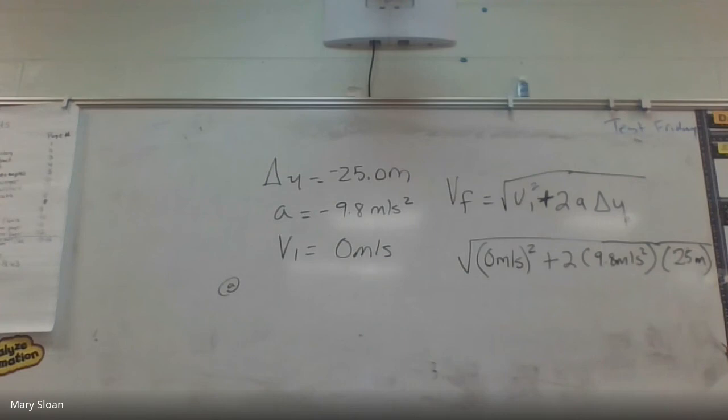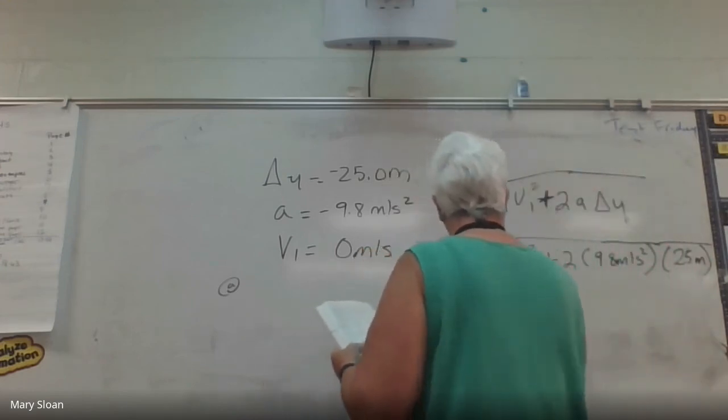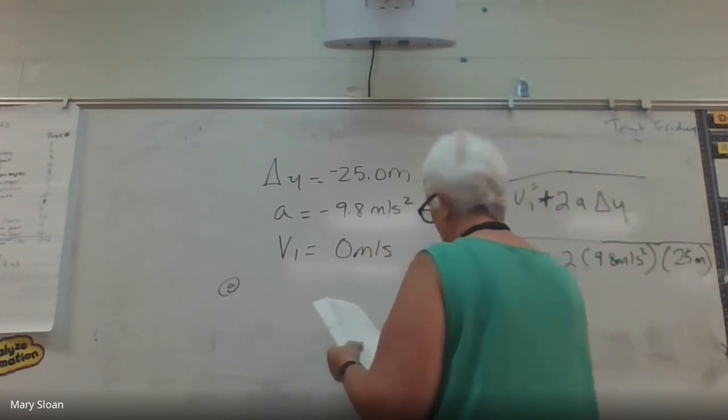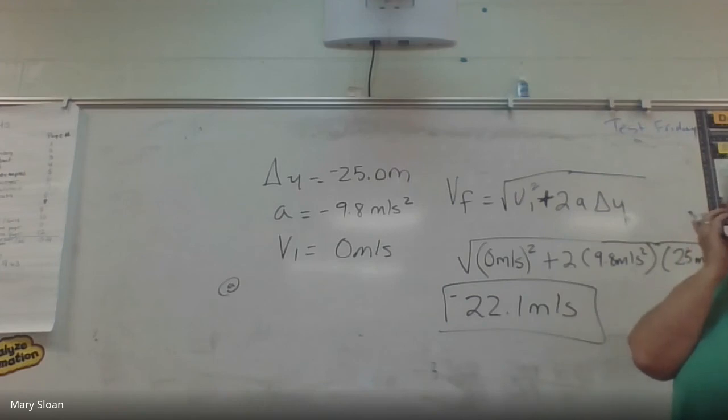Okay. Don't put your negatives. Okay. So do you see how I do that? That's good. Now write it that way because I know it's negative, but if I write the negative in, I always mess up. What did you get? Good. Okay. So on this one, you got 22.1 meters per second. It's going to be a negative 22.1 meters per second.